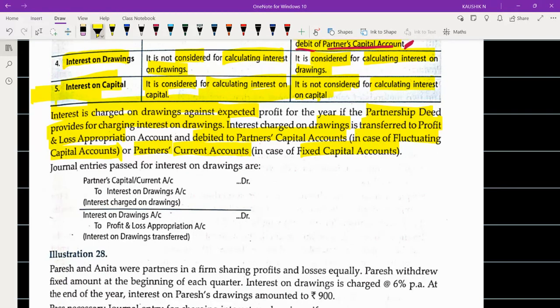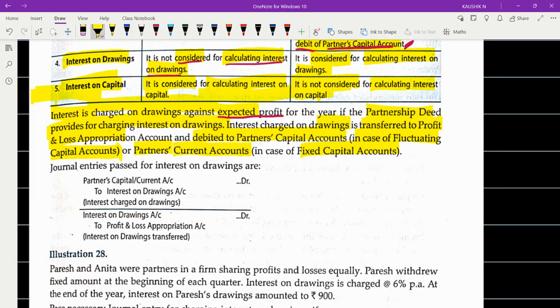You have seen here, on profit. Look at this fourth point. It is not considered for calculating interest on drawings, so be very careful. That's what it says. Interest is being charged on the drawings against your expected profit. So if the drawings are done against profit, then you will be calculating interest on drawings.